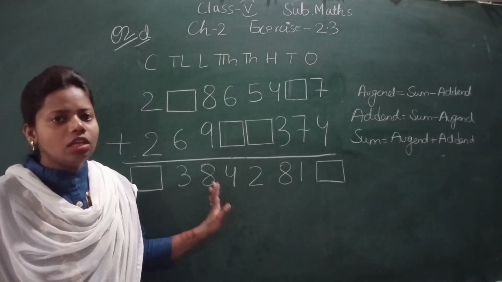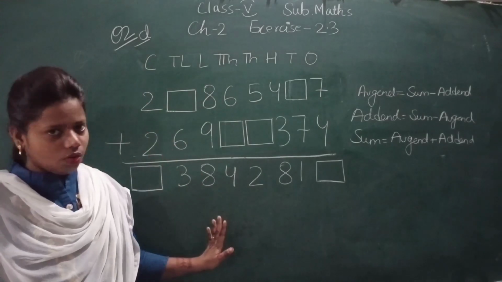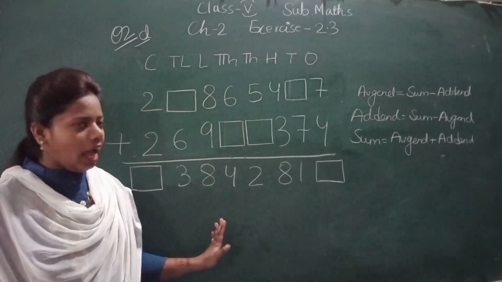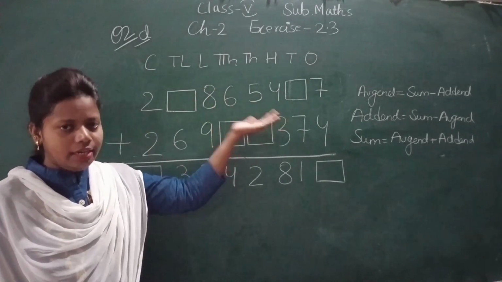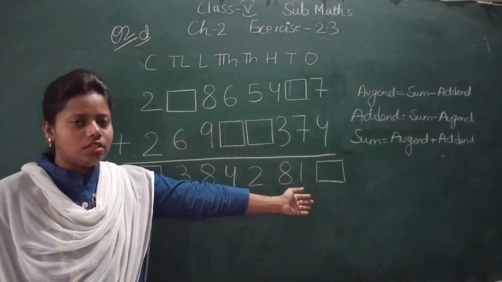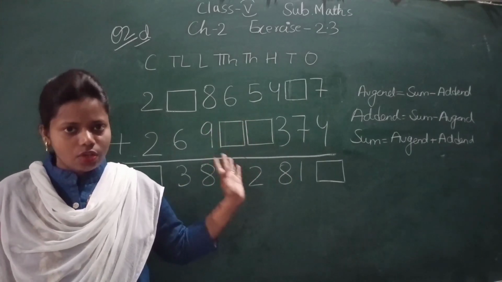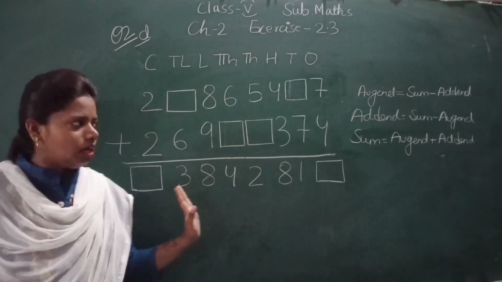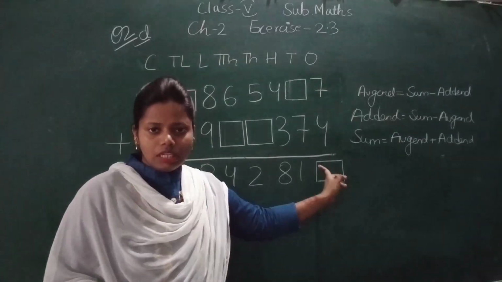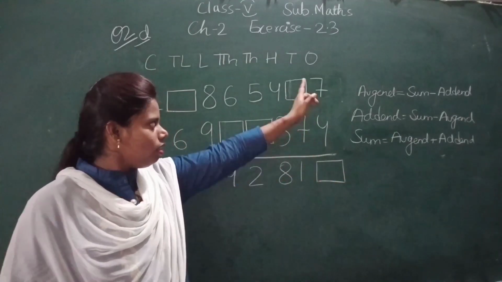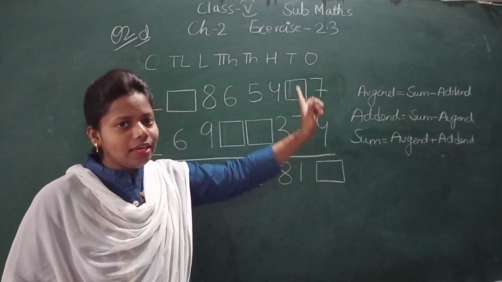Now, see question number 2D. Here, we have to fill in the origin and addend, and this time the sum also. So, this one is a little bit different from what we have done. Now let's start with the first one. To find the sum, this one is the sum, it is very easy. We have to add origin and addend.